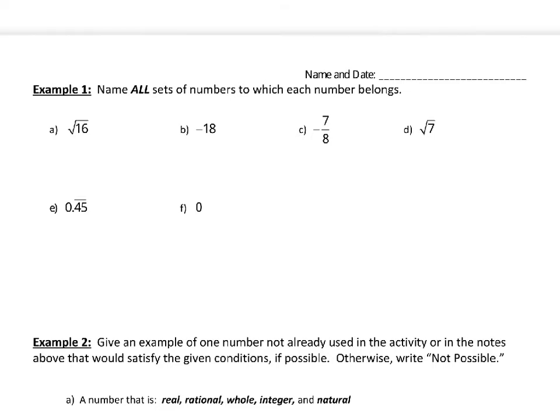Now, since it's irrational, if I go back to my number chart, I'll notice that irrational numbers are positioned beneath real and complex numbers on those charts. So because this number is irrational, it's also real and complex.